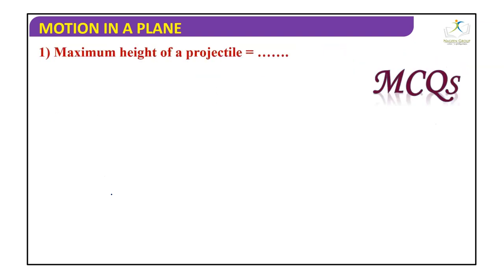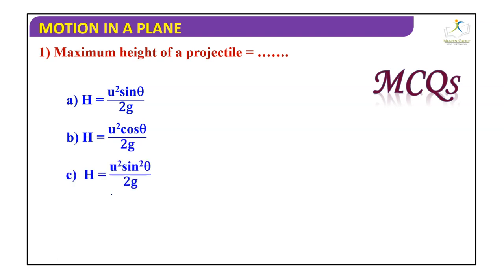Now let's move on to some multiple choice questions, students. We have already covered the maximum conceptual part. Now we are going with the questions. Maximum height of a projectile: H is equal to u square sine theta by 2g, H is equal to u square cos theta by 2g, or H is equal to u square sine square theta by 2g, and the last one is H is equal to u square sine theta by g.